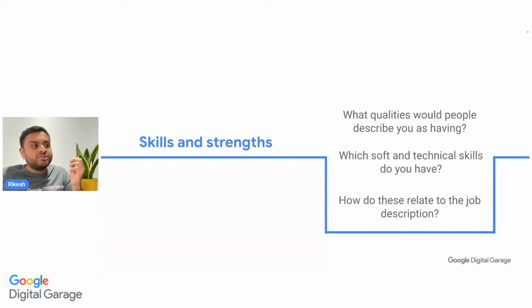So some important questions that we want to answer within this CV document are: what qualities would people describe me as having? What soft and technical skills do I have? And how do these soft and technical skills and these qualities relate to the job description? So again, it's all about relating things back to a specific job going forward.